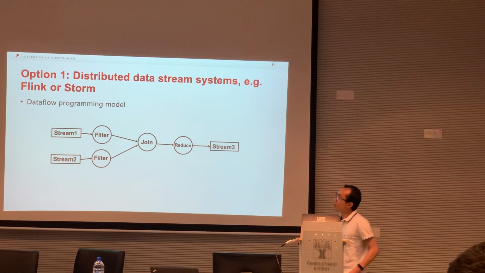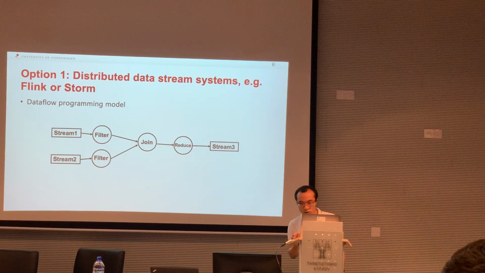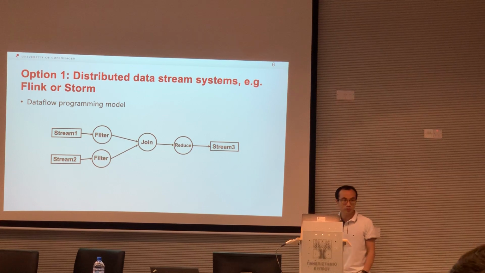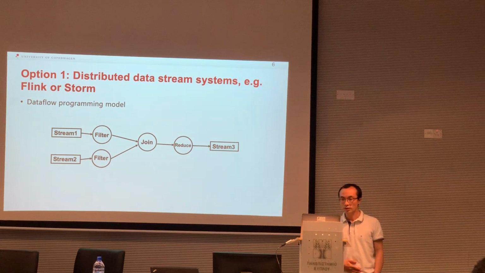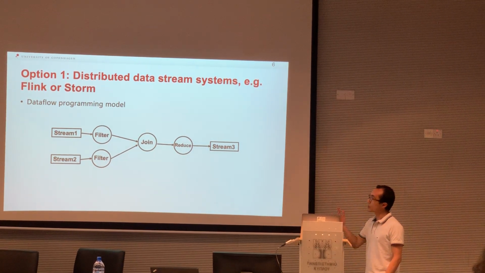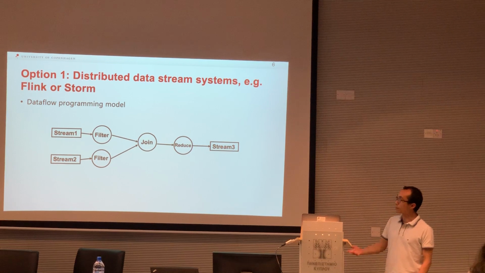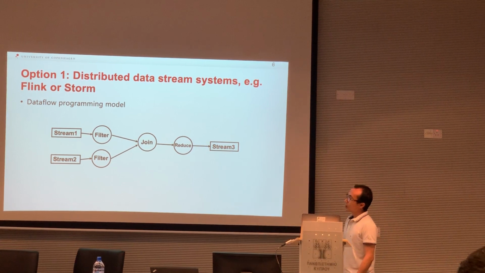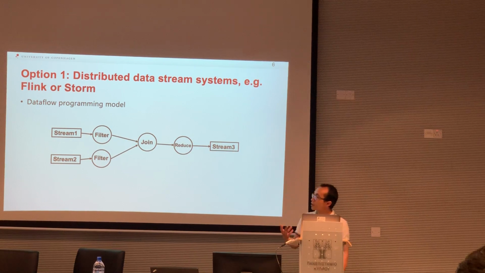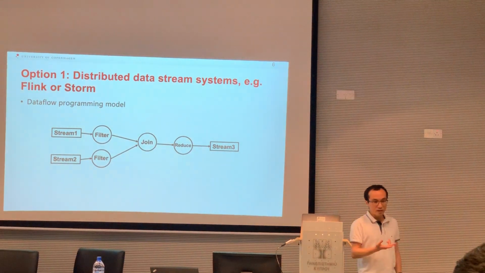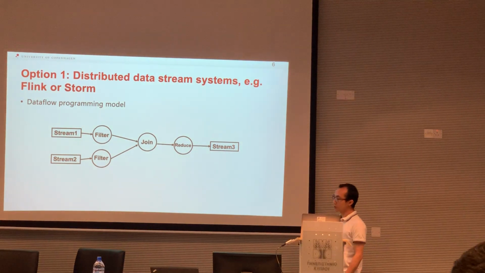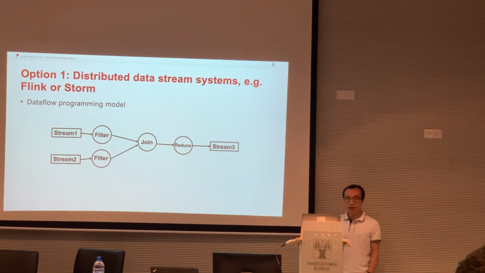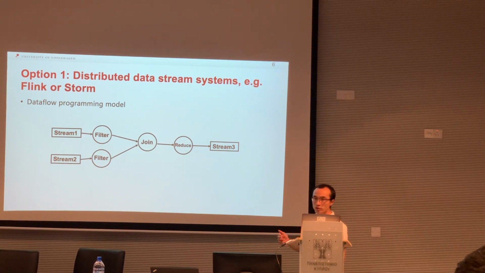So we may look into two obvious options to develop this IoT data platform. One option is distributed data stream systems, like Flink, Storm, and so on. All these systems support a data flow programming model. You define the operators or functions that you apply to the input streams, and this function produces the output stream, and then you apply the next function to these streams.